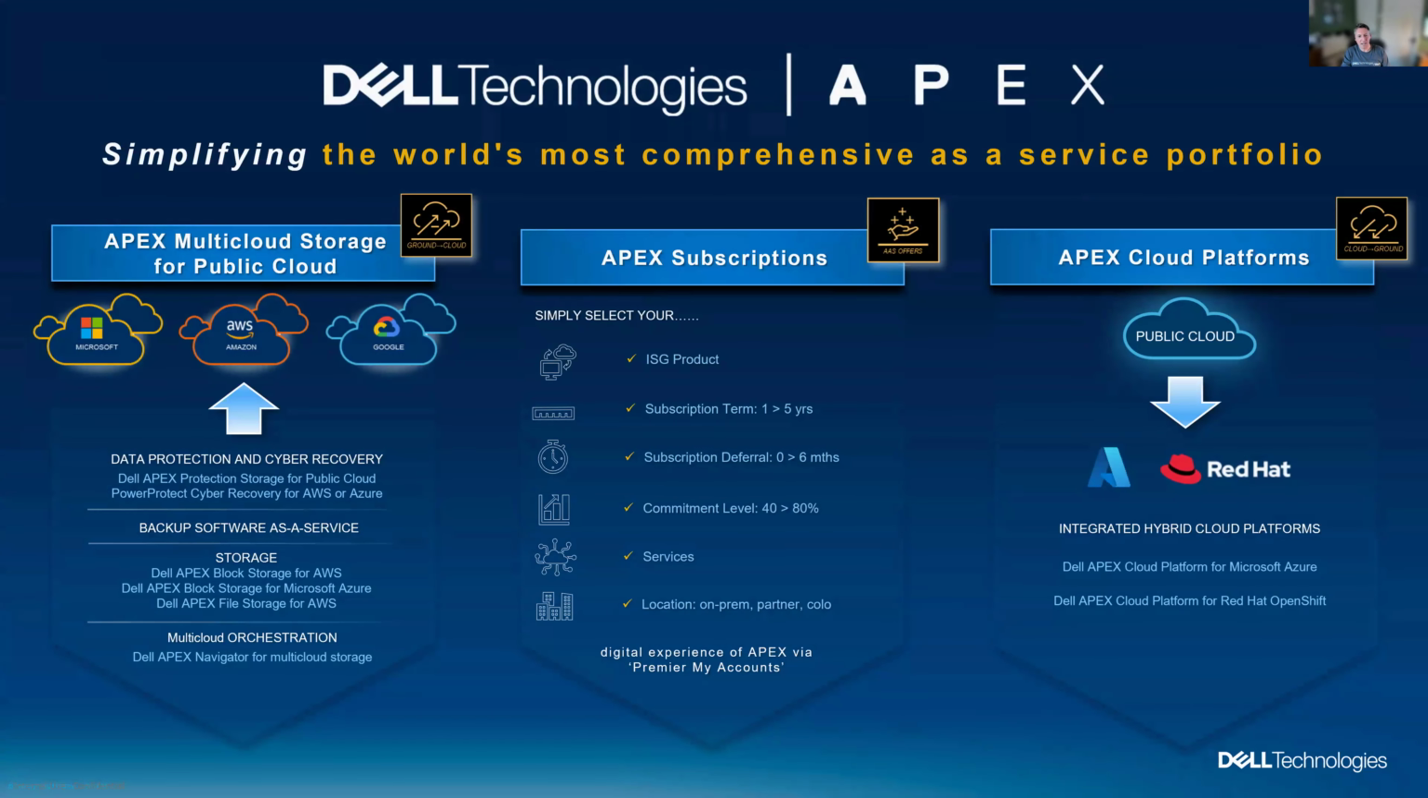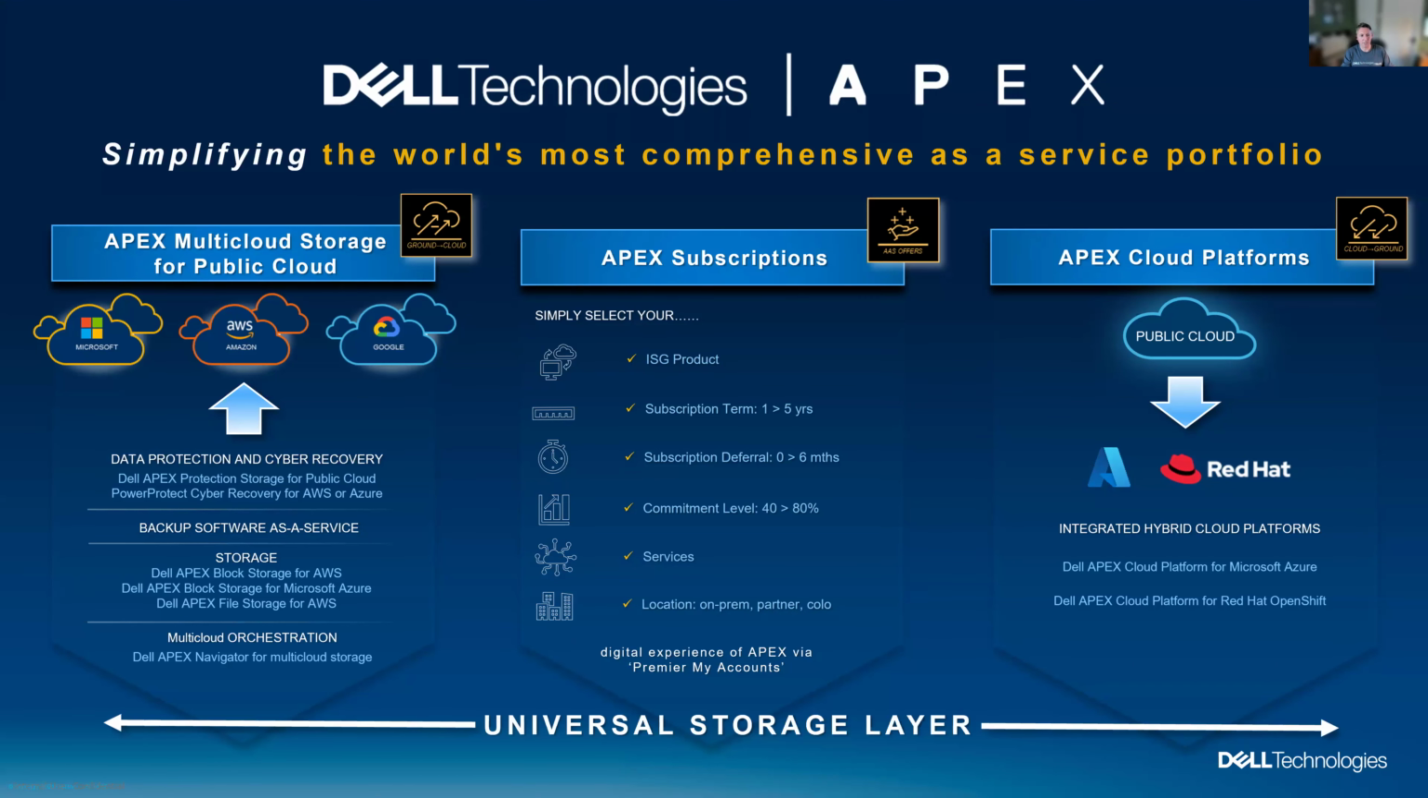All right, so I'll round it out with this. This is just more of a high level of Apex, right? And the way Apex can be delivered. So here to the left side, it's multi-cloud block and file storage. And from a subscription perspective, everything that we've discussed today can be, instead of being delivered as a traditional CapEx purchase, delivered in a subscription. They can range from 1 to 5 years, and they can be extended.